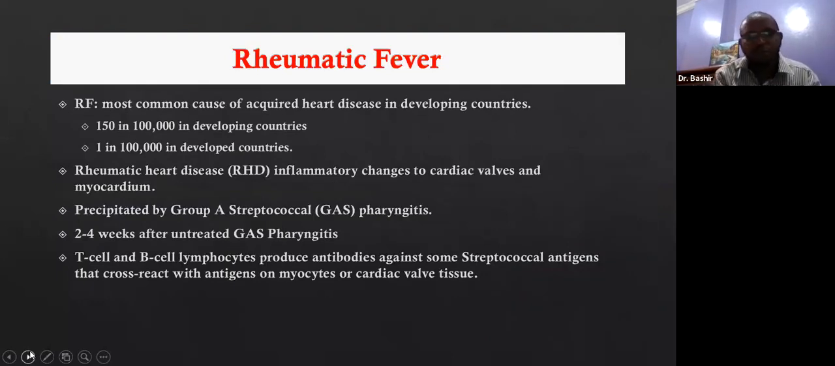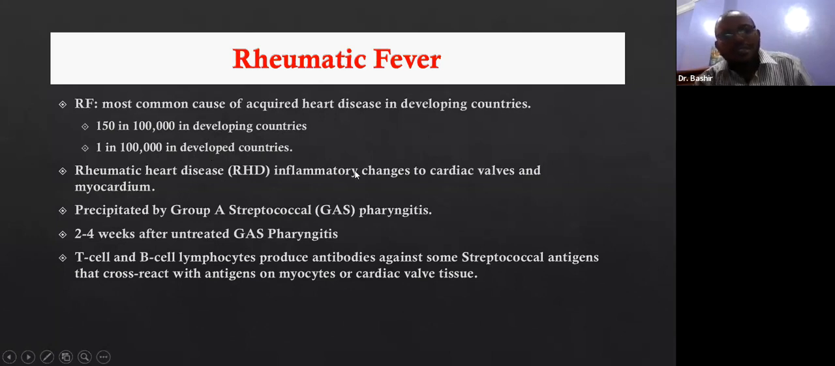Rheumatic fever, I'm sure, mashallah, in Sudan, Prof. Sulafa is there, and she is a well-known figure in rheumatic fever. All of you know much more on rheumatic fever. It is the most common cause of acquired heart disease in developing countries. It is 150 in 100,000 in developing countries, but only 1 in 100,000 in developed countries because they have well-established primary care services. They are treating the pharyngitis and skin infection.